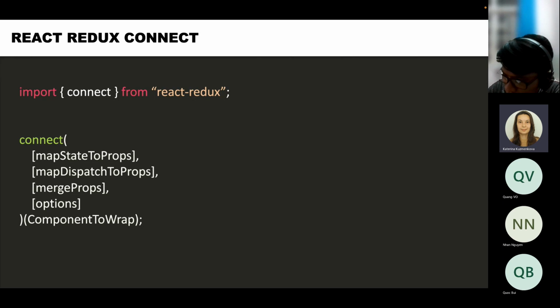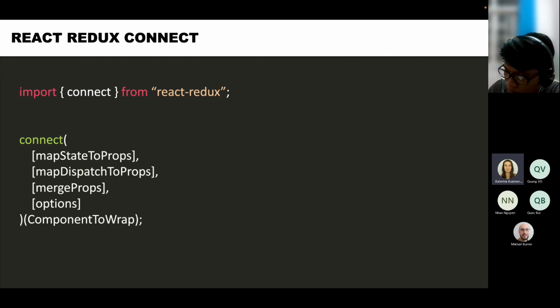And options, this is an object with a few keys, such as context, areStatesEqual, areOwnPropsEqual, areMergedPropsEqual, areStatePropsEqual, and forwardRef also.